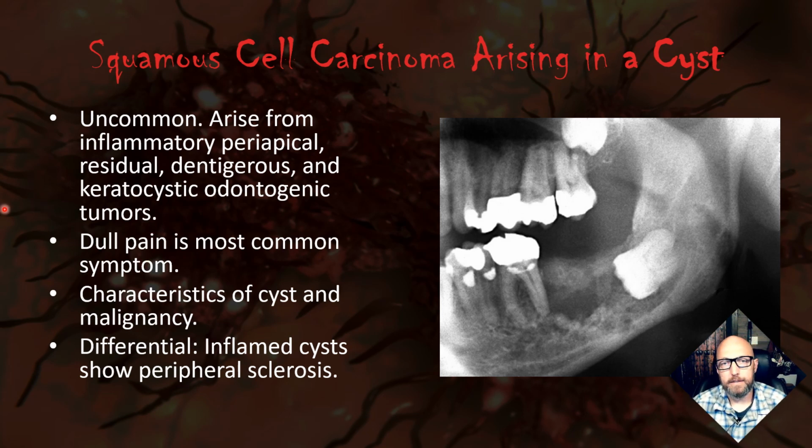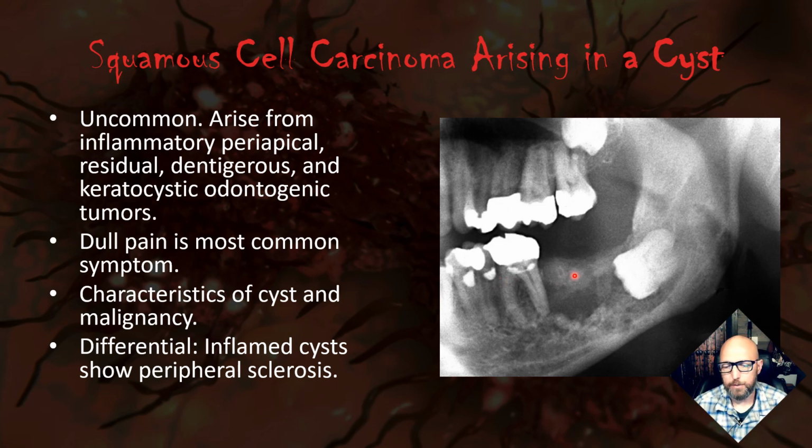In rare cases, squamous cell carcinoma can arise within a cyst. This is really rare. Patients have got to hit the unlucky lottery to get something like this. But cysts have epithelial cells, and they can, in some cases, degenerate into a malignancy.